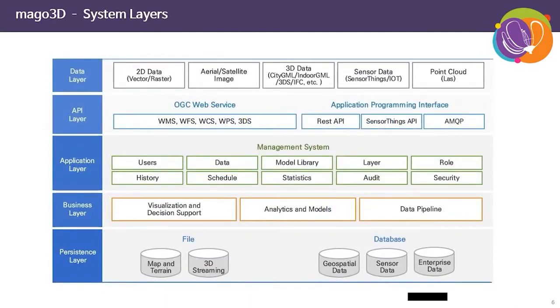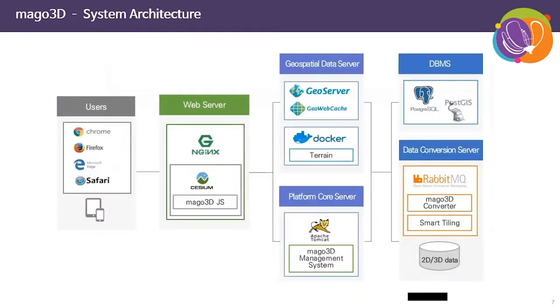This is the system layers of mago3D. Mago3D has a multi-layer structure like this: persistence layer, business layer, application layer, API layer, and data layer. So this is a kind of conceptual design of mago3D. And I'll talk about the real system architecture here. This is the overall system architecture of mago3D.